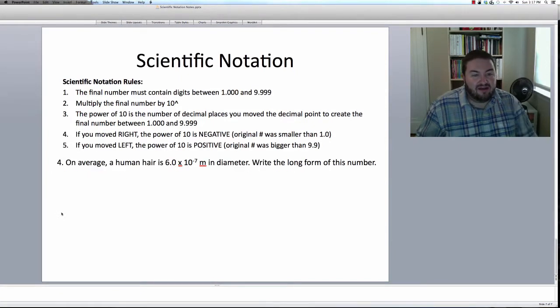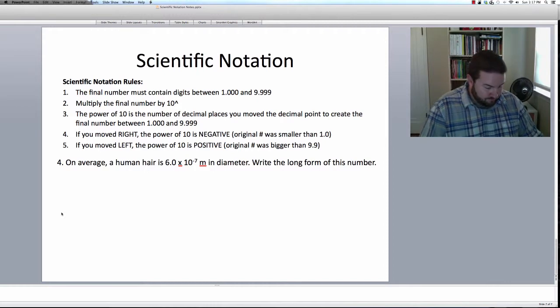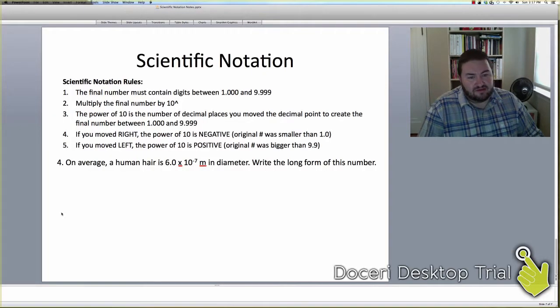And again, we can do one more. On average, a human hair is 6.0 times 10 to the negative 7th meters in diameter. So again, negative means a really, really small number, smaller than 1. And again, a human hair, if you think about it, is pretty small in diameter. So again, I'm going to do the same thing. This time I'm going to move to make a really small number. And I'll move my decimal point 7 places because that's what my exponent is.